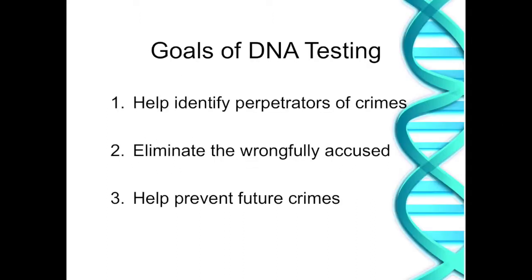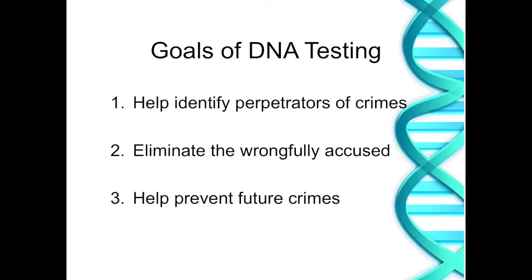Just to go through this real quickly, just to refresh ourselves on our goals, I just wanted to go over what we would normally consider to be the goals of DNA testing, which obviously would be number one, helping to identify perpetrators of crimes, eliminating the wrongfully accused, and helping to prevent future crimes, presumably by identifying these people quicker. We need to be able to test these items faster because we want current crime to be solved, obviously, number one. Number two, we want to rule out those who are innocent.